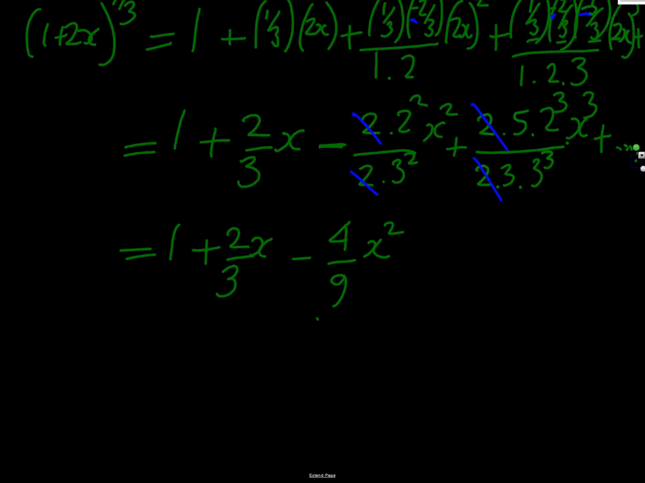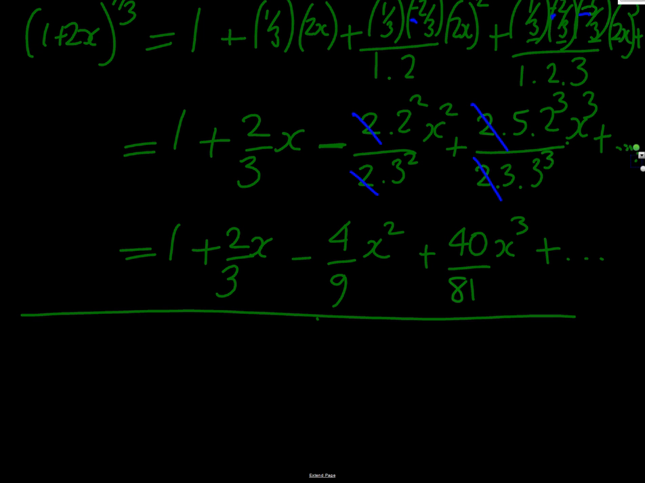We've got 5 times 8, so I've got plus 40 on the numerator, and on the base I've got 3 times 3 cubed, which is 3 to the 4, which is 81. So here I've got 40/81 times x cubed, and that's basically the first part of the question. They've asked us to do the expansion.